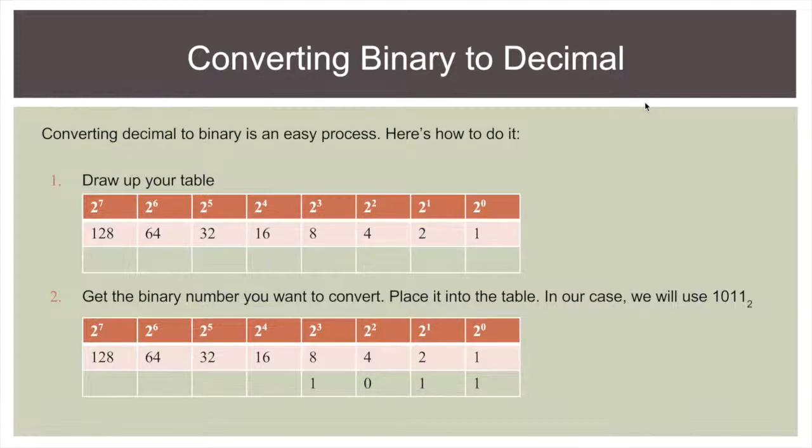Now we have a binary number and we want to convert it to decimal. How do we do that? First step, draw up your table, and make it as big or as small as you need. And you get the binary number you want to convert and place it into the table. Really important here, the rightmost digit goes in the rightmost slot. Don't start from the left, because if you run out of digits, everything will be in the wrong place. So you always start from the right.